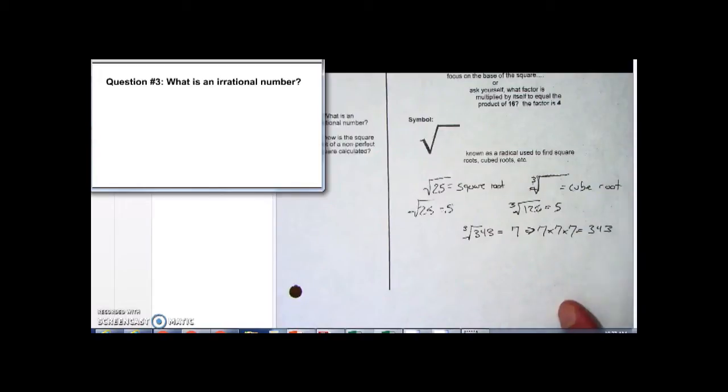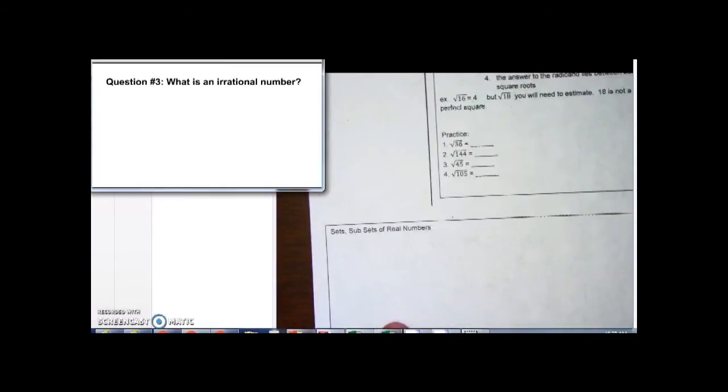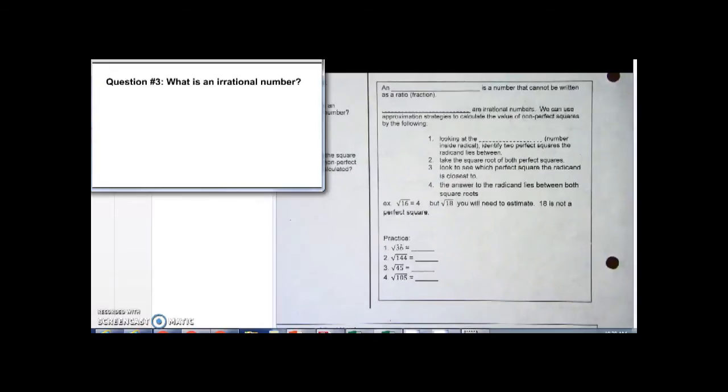Okay, all right, let's move on. You ready? All right, flip the page. No? Okay. We can come back after we finish the notes.